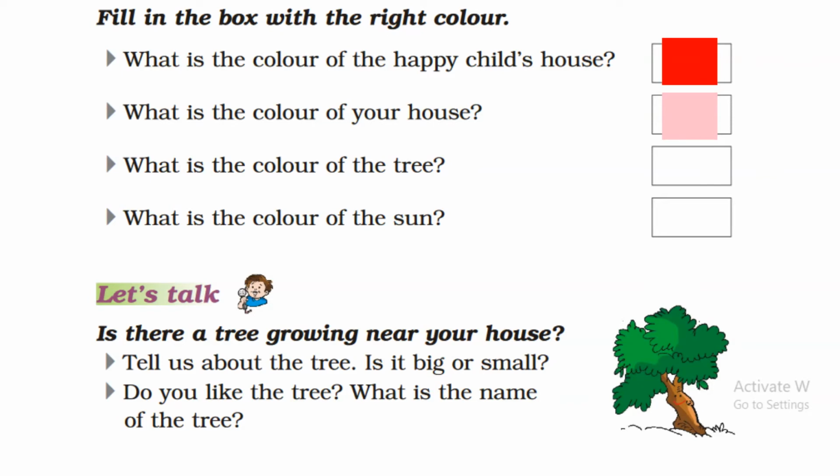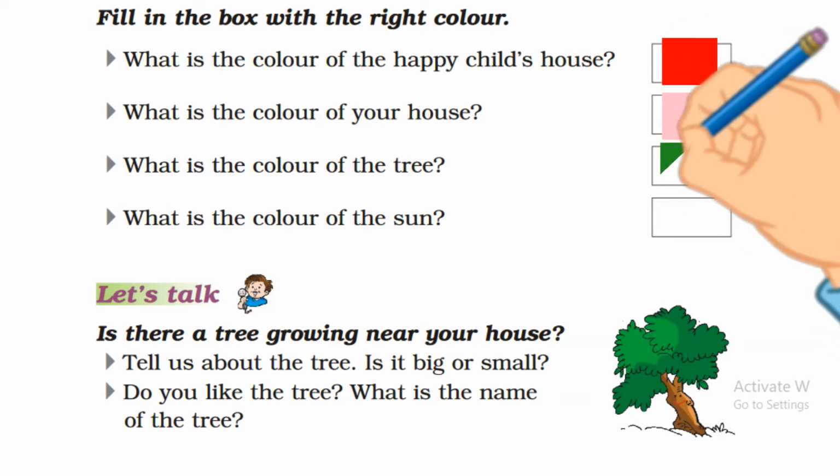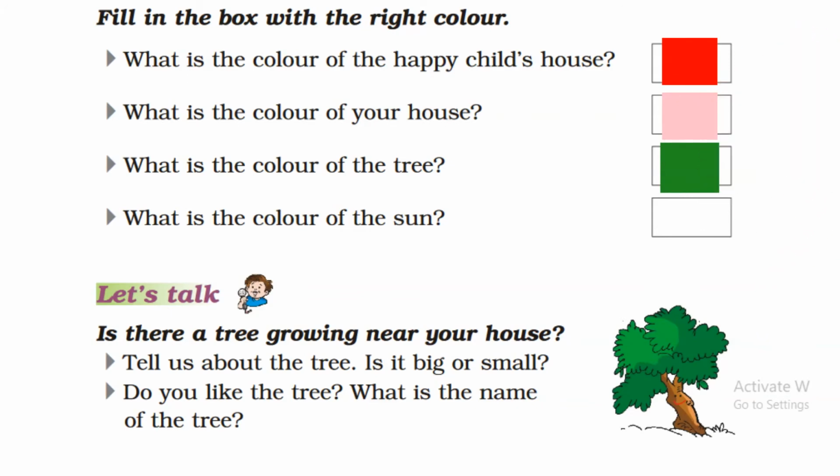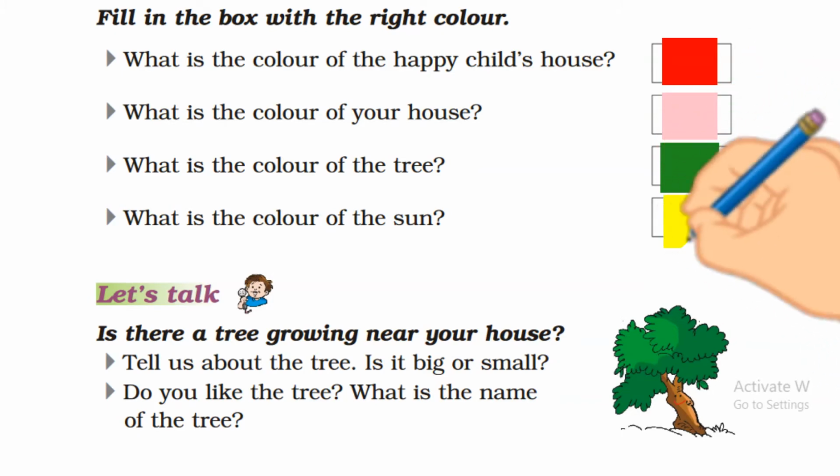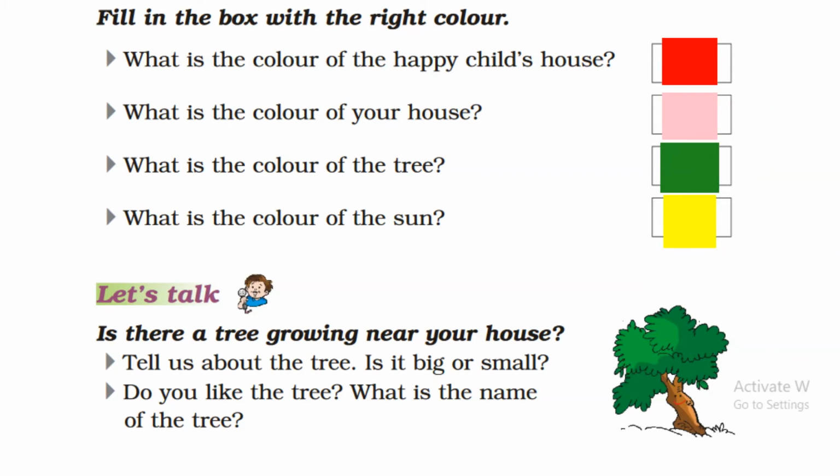Next, what is the color of the tree? Color of the tree is green, right? Fill the box with green color. What is the color of the sun? Sun is yellow in color, right? Fill the box with yellow color.